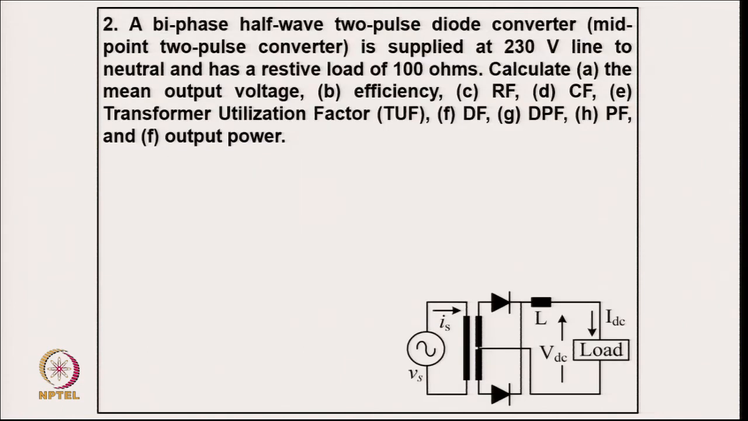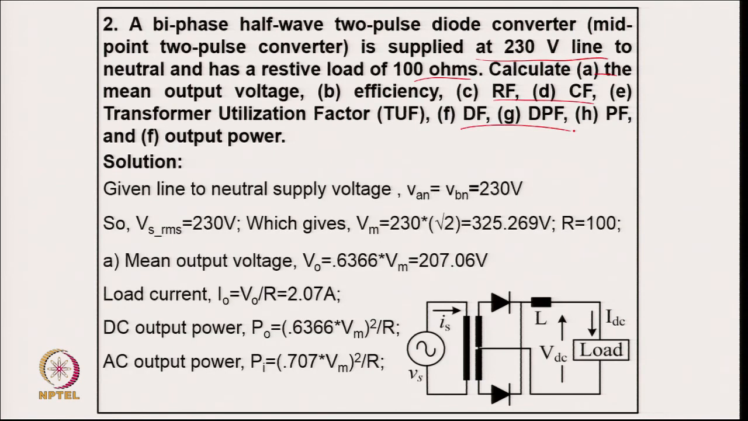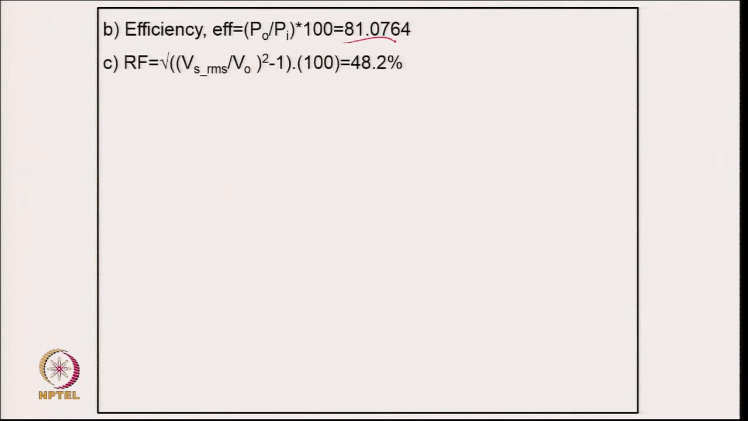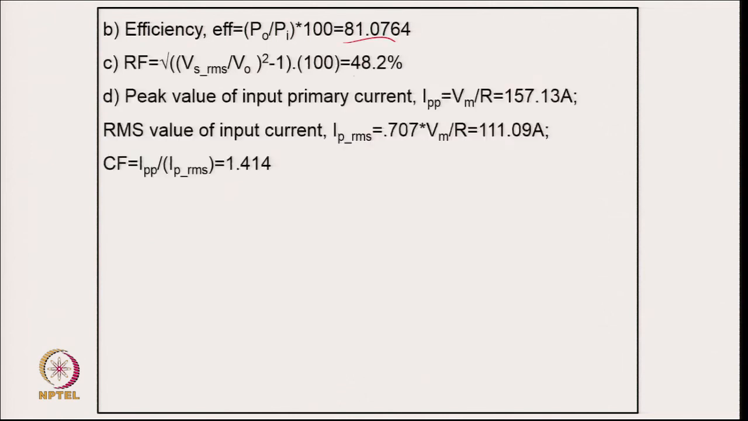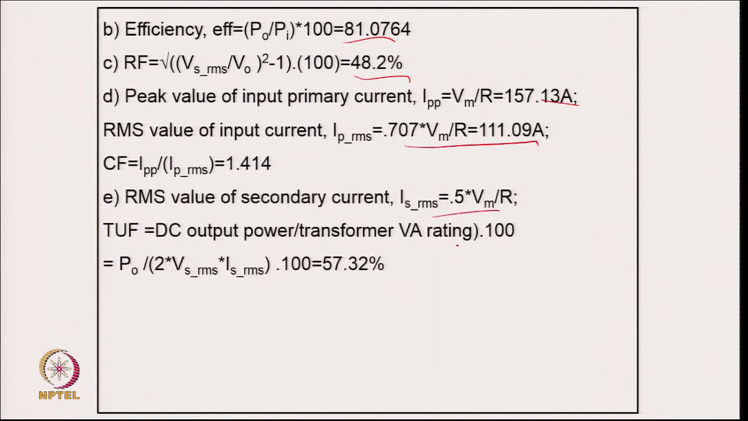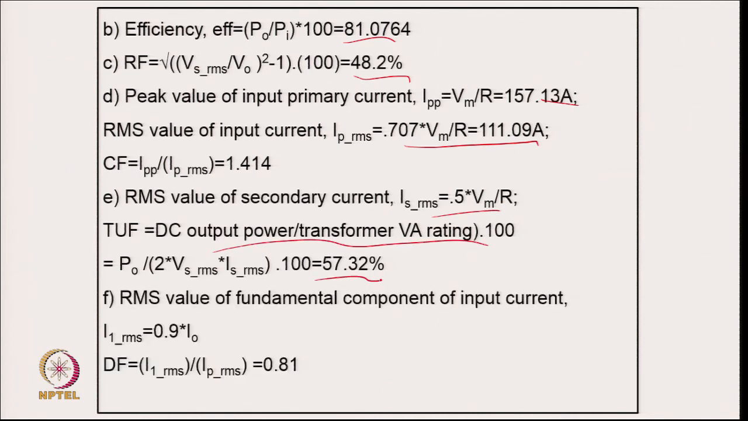Coming to another example, a biphase half wave 2 pulse midpoint converter is supplied from 230 volt with a resistive load of 100, and we calculate all these parameters of this circuit. We have the supply voltage given here, and we can calculate the peak voltage and resistance. So we can find the average output voltage, the average load current, the power drawn by this line, and the AC power. Then we can calculate the efficiency of the rectifier, the ripple factor, since the output is quite distorted, the peak current, the RMS current in supply, and the crest factor. We get the RMS current and the transformer utilization factor, which comes to around 57%.